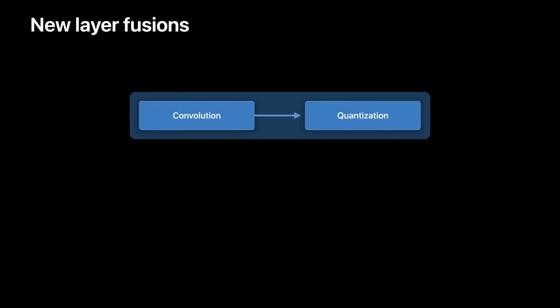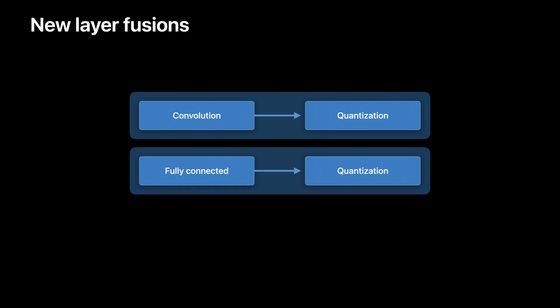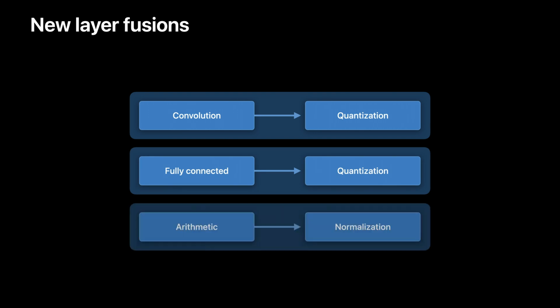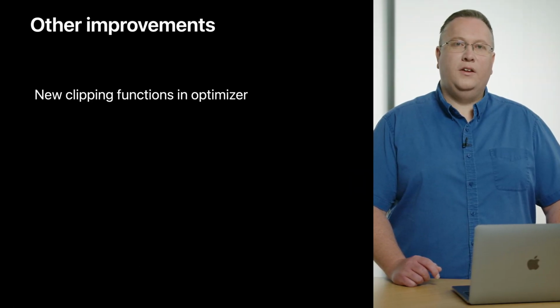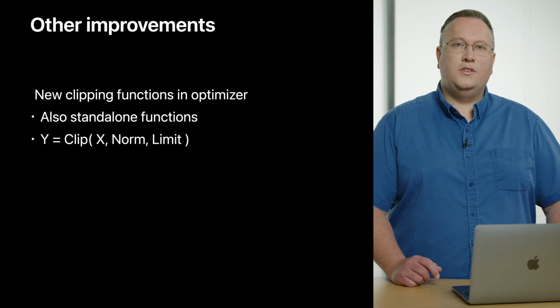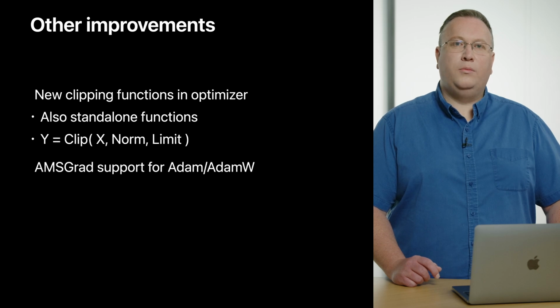Layer fusions provide the ability to consume the output of one layer immediately as the input to a subsequent layer, avoiding the need to write it out to memory and read it back in again. We've added layer fusions of convolution and fully connected layers with a new quantization layer, as well as a fusion between the arithmetic and normalization layers. Other improvements include support for gradient clipping in the optimizer, which can also be used as standalone functions, as well as AMSGrad support for Adam-based optimizers. Together, these improvements have expanded the range of network architectures we can accelerate even further.